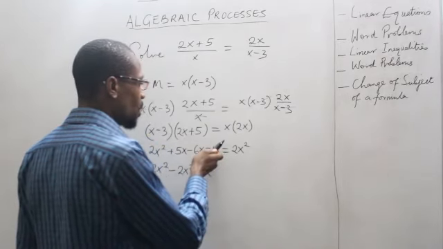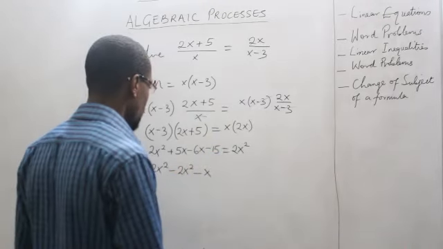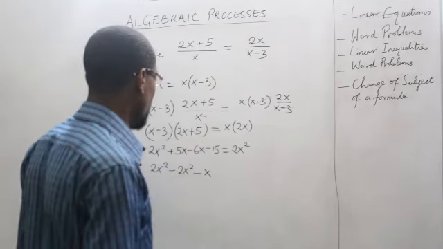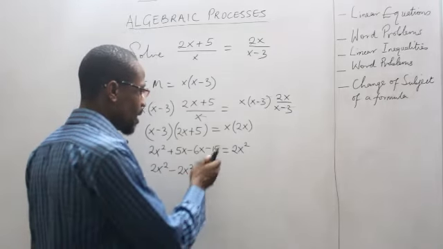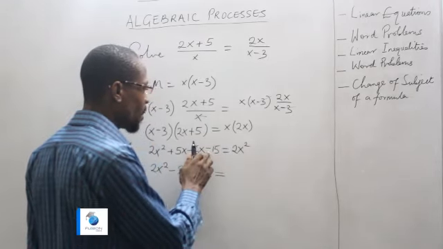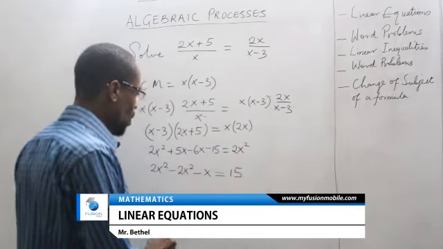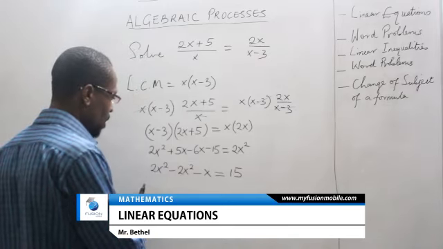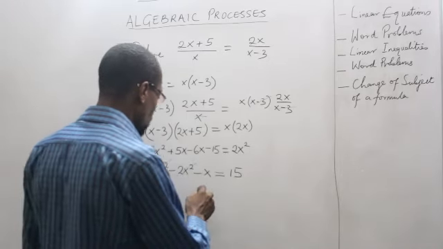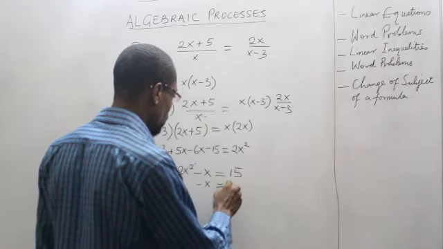Now let's move 15 over to the other side, since that's the only expression that doesn't have a variable. The variable here is x. 15 doesn't have any variable, so we can simply take it to the other side of the equation, and when minus 15 crosses to the other side, it becomes positive 15. And so of course this is plus 2x squared minus 2x squared, so both cancel, and then we are left with minus x equals 15.